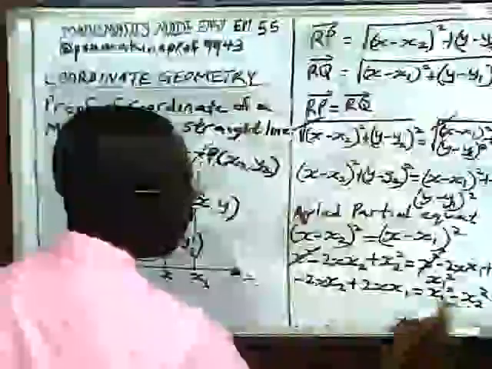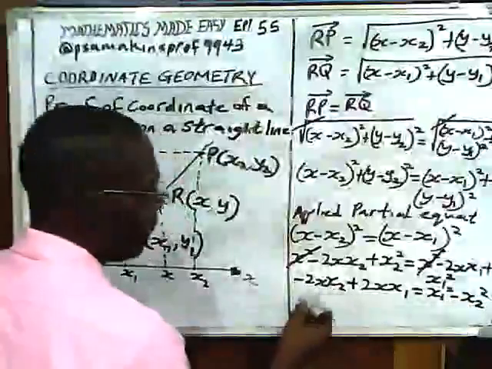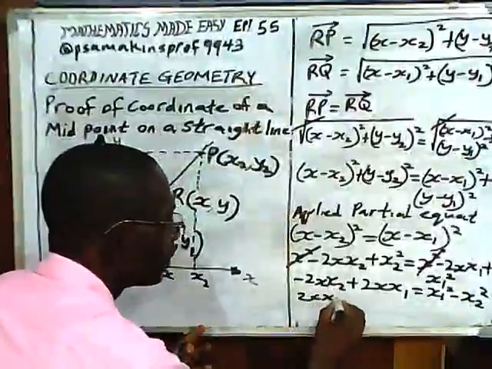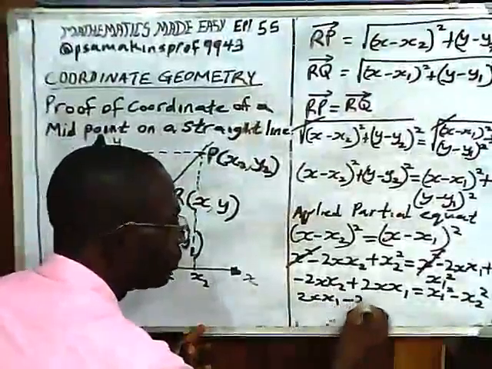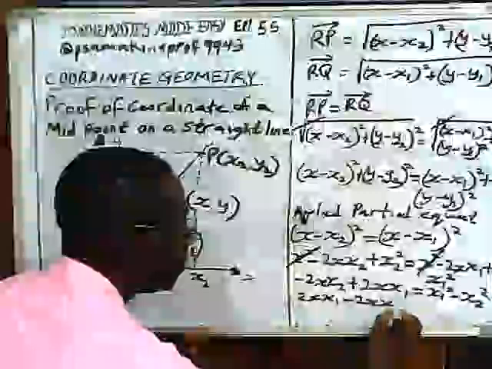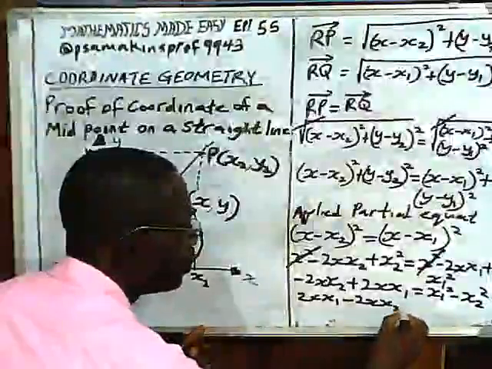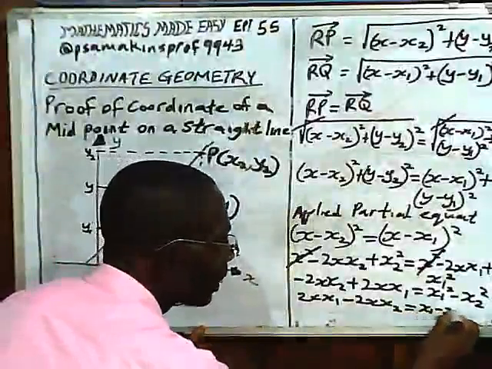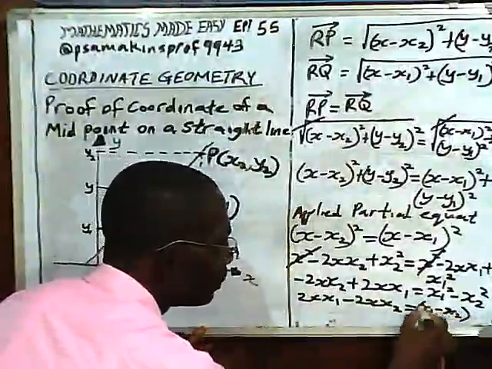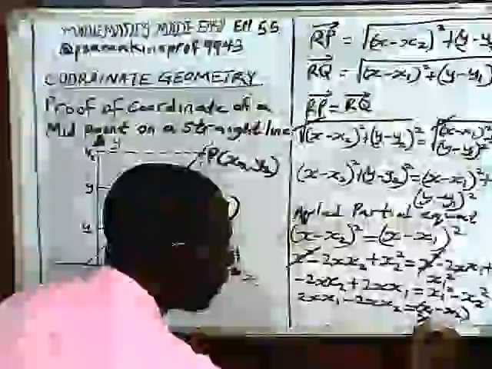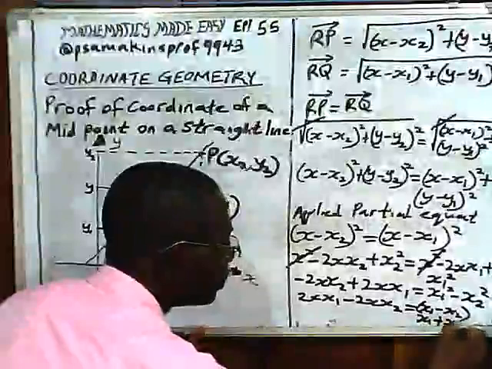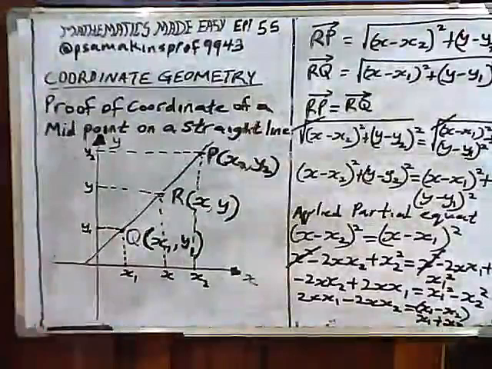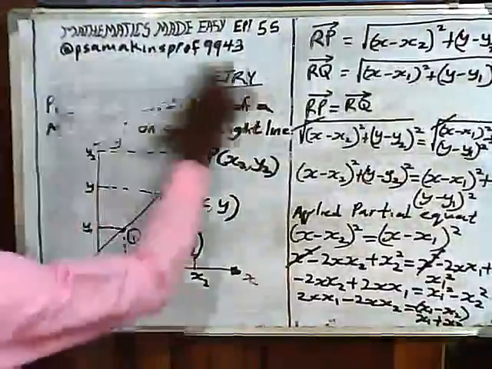So here we are going to apply the difference of 2 squares. Here we can rearrange and say that 2x x1 minus 2x x2 equals the difference of 2 squares here, x1 minus x2 into x1 plus x2, like that. So with that, we can be able to get some expression from that angle.